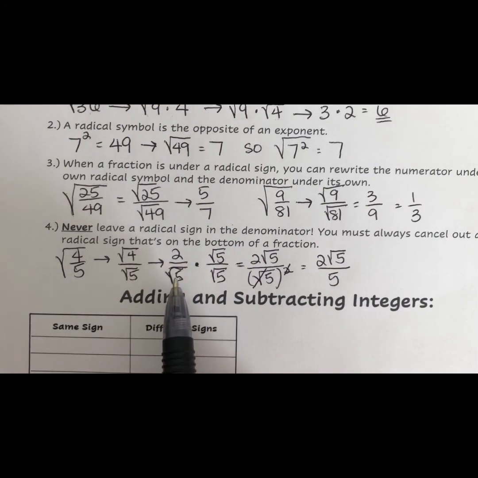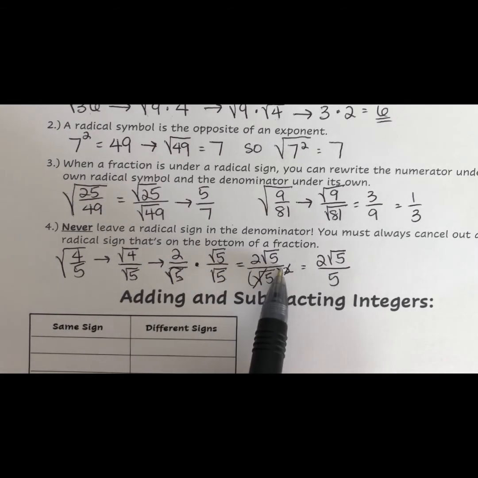So that's a way to do it. Whatever your denominator is, multiply the top and the bottom by that guy. And that means you're squaring the bottom and you're getting rid of that radical symbol. Ask me about that if that was confusing.